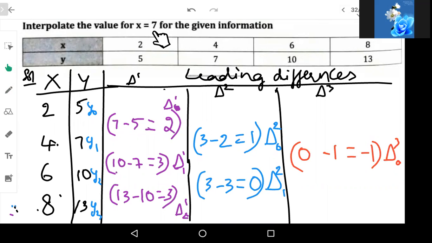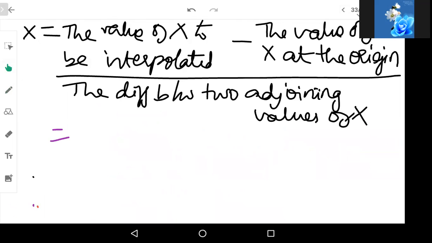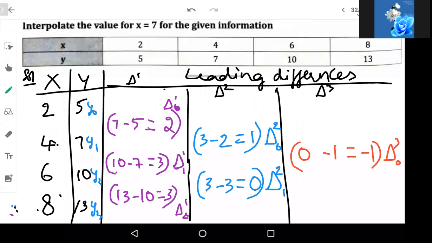So the value of x is more important in this method. The value of x to be interpolated is 7 minus the value of x at the origin. The value of x at the origin means whatever is the first data that you see here. Here the first value is 2. So this is the value of x at the origin.